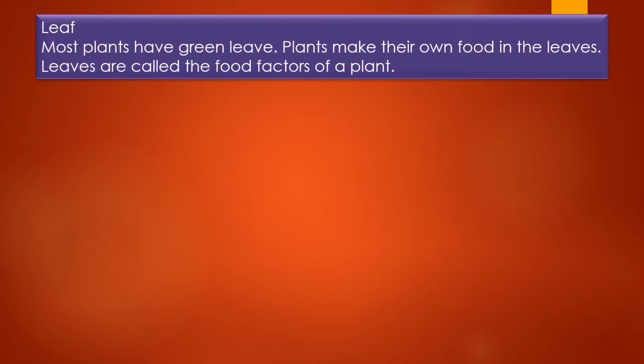Most plants have green leaves. Plants make their own food in the leaves. Leaves are called the food factories of a plant. Why are they called food factories? Because in the leaves of a plant, with the help of carbon dioxide and sunlight as well as water, plants make food for themselves. So leaves are called food factories.